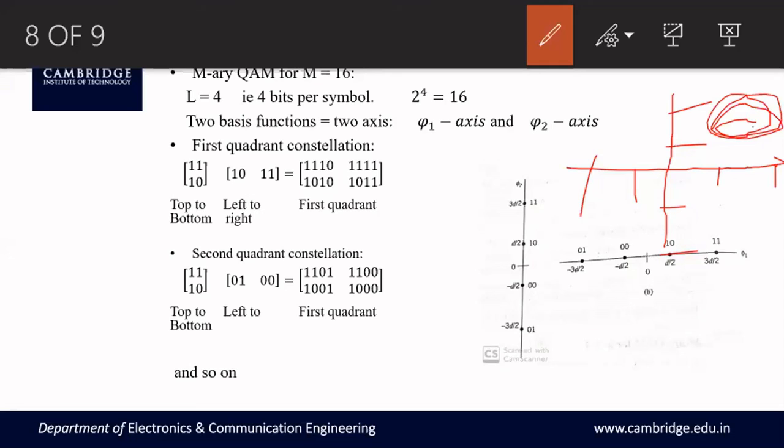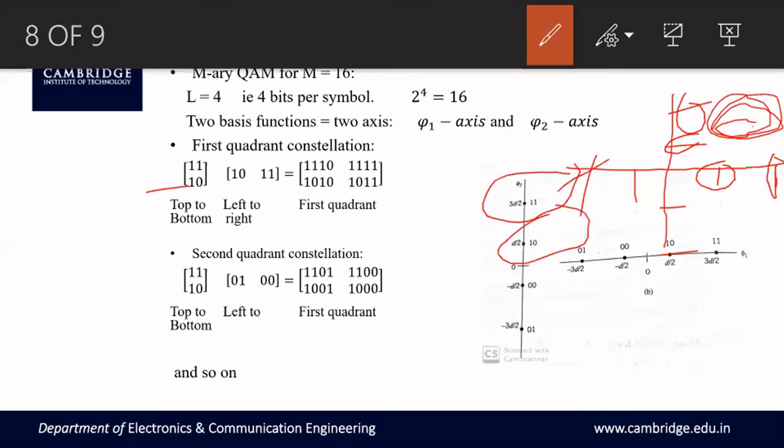In the first quadrant, on the x-axis, we choose these 2 points. On the y-axis, we choose these 2 points. Likewise, we can define the first quadrant. Okay, that's what I have done here. So, for the first quadrant, on the y-axis, we take the first two symbols. That is this one and this one.